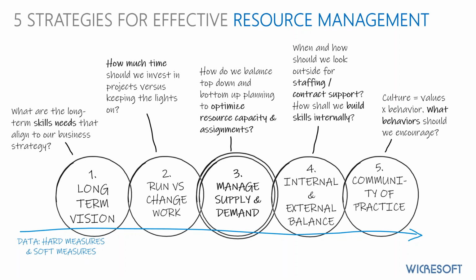Second, being deliberate about how much time we should spend on projects versus time spent on keeping the lights on. Thirdly, we'll take a dive into that area of how do we balance top-down and bottom-up planning and optimize resource capacity and assignments. Fourth, we'll look at when and how we should use staffing and outside support, contract support. And if we're not, what are we doing to build skills internally? And then finally, touch on community of practice. So what kind of culture and behaviors do we want to see from people, and how will we reinforce that?